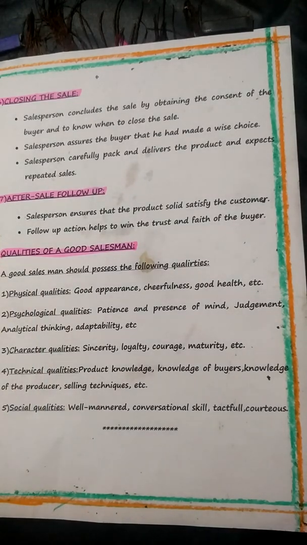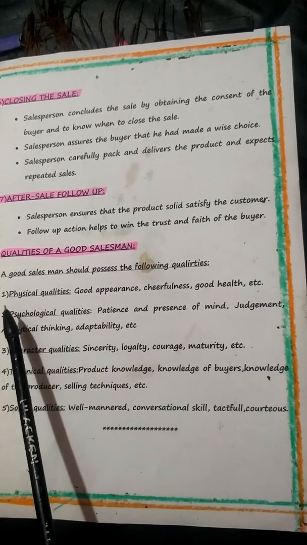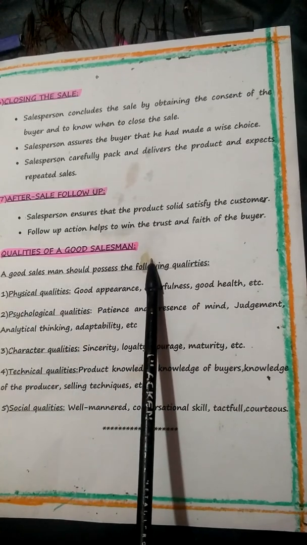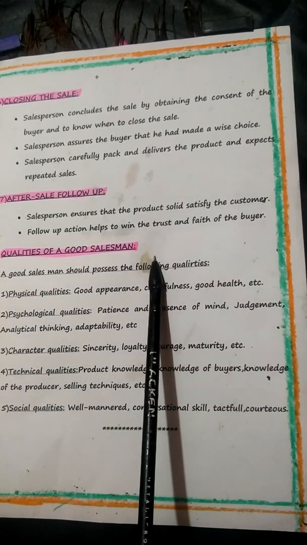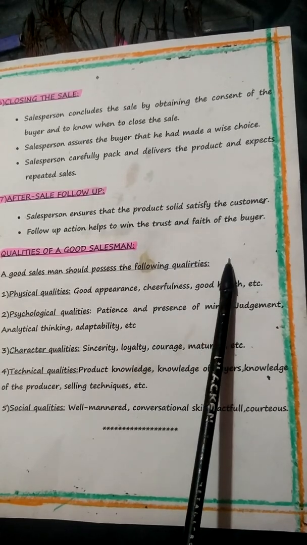Before closing the sale, you must have convincing capacity. Before convincing capacity, you must have a sales presentation, approach, pre-approach, and pre-sales. There are 7 points. Quickly, we'll move on to the qualities of a good salesman. I will tell you what qualities are required. First of all, physical, yes, definitely. Please make a note: physical, psychological, character, technical, and social qualities.